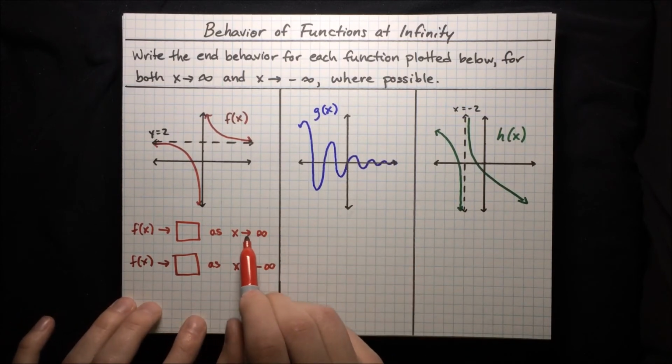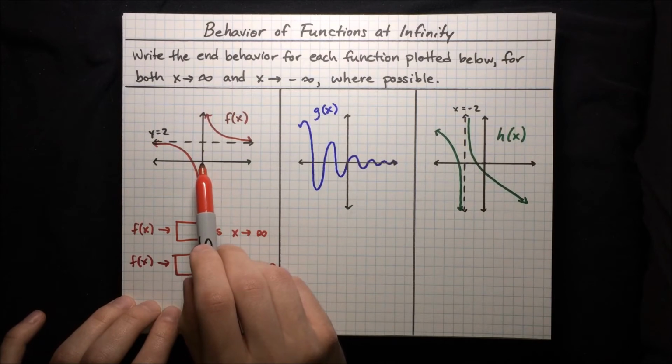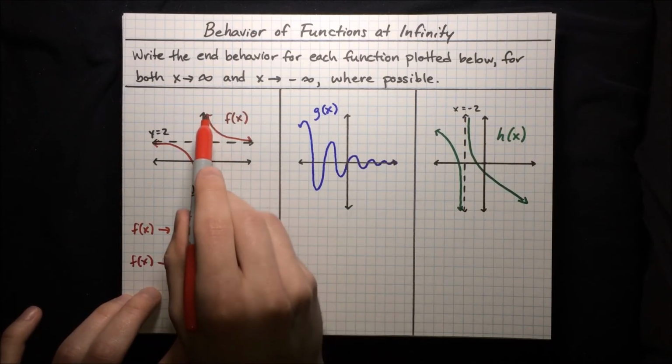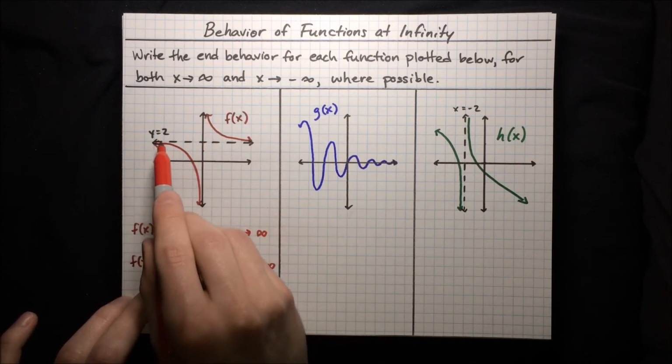Now let's look at positive infinity first. As x approaches positive infinity, x is getting more and more positive towards the right, what is f of x doing? Well, it looks like f of x is leveling off, and it's leveling off to the value of 2.